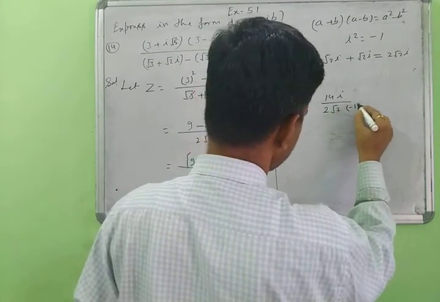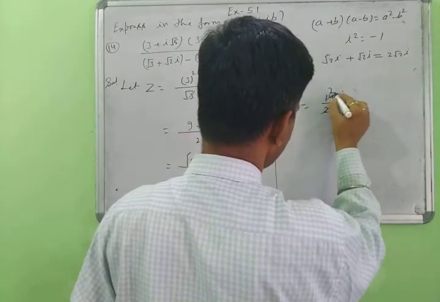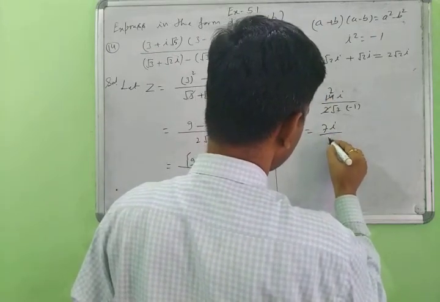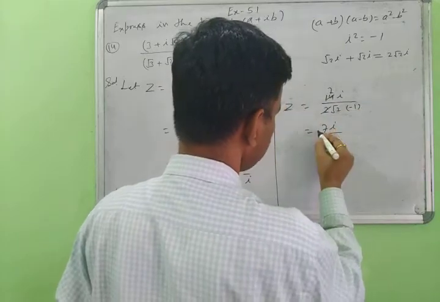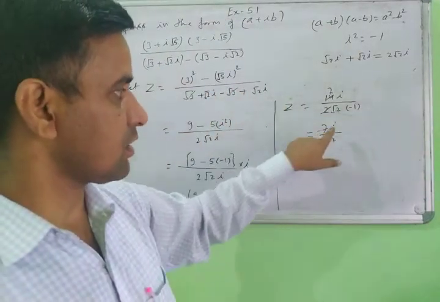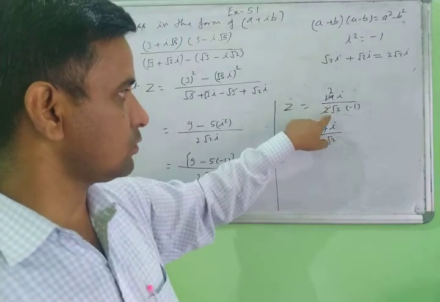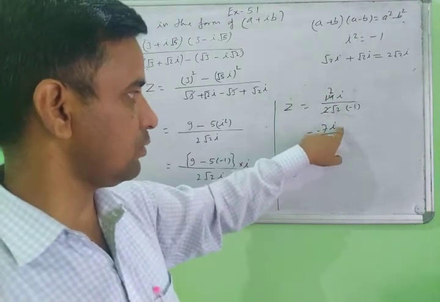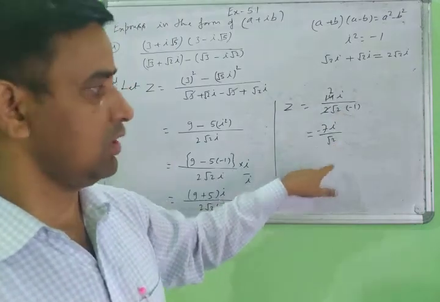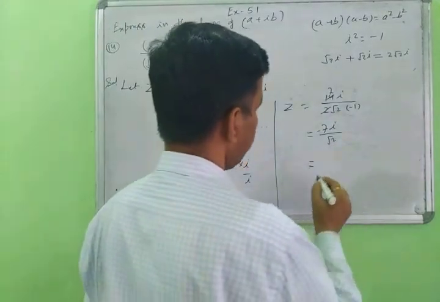The value of iota square is minus 1. So 2 sevens are 14. This minus sign always counts in the numerator. 2 sevens are 14, then 7 iota comes in the numerator, and what is left in the denominator? Only root 2. But this is not the answer.